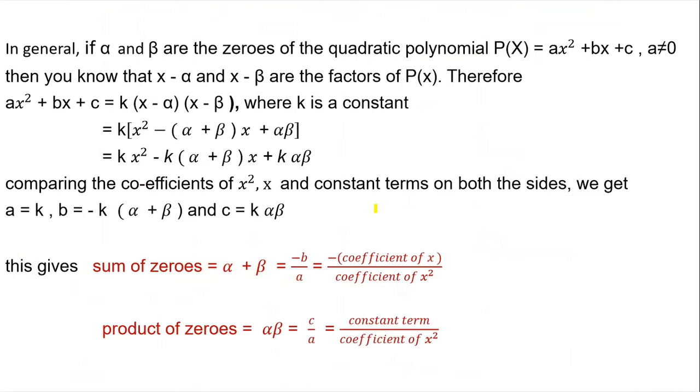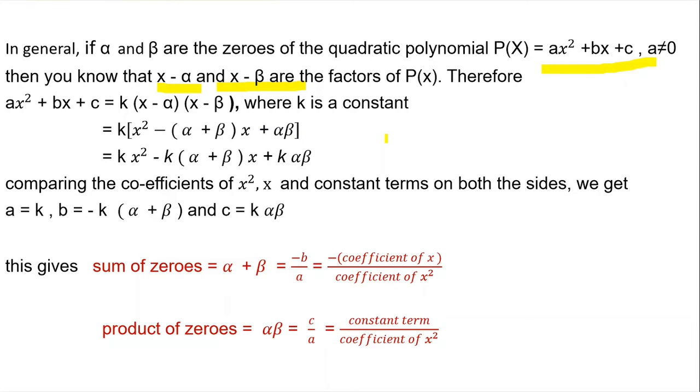Now, in general, if alpha and beta are the zeros of a quadratic polynomial p of x equal to ax squared plus bx plus c, then we know that x minus alpha and x minus beta are the factors. So from that, ax squared plus bx plus c is equal to k into (x minus alpha) into (x minus beta), where k is a constant, which is k into (x squared minus (alpha plus beta) x plus alpha beta). So here, this is the case.